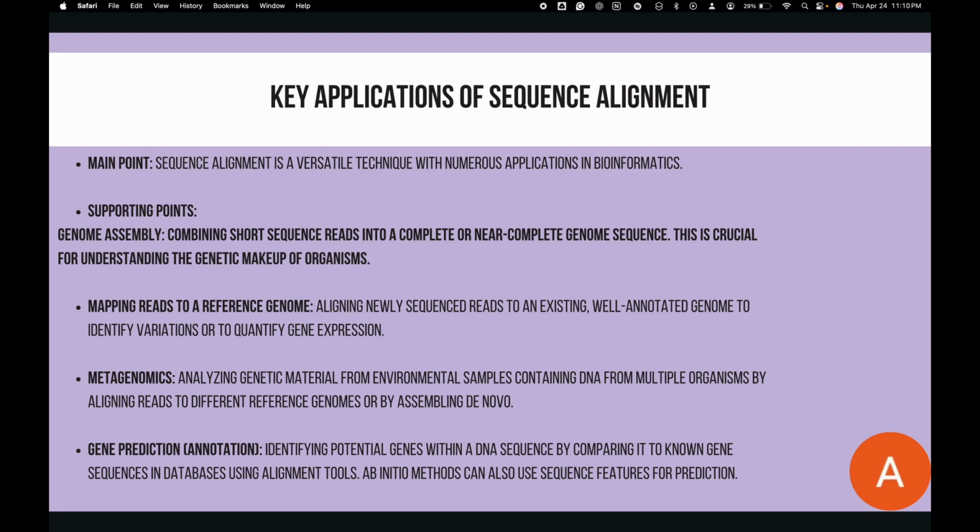Metagenomics, analyzing genetic material from environmental samples containing DNA from multiple organisms by aligning reads to different reference genomes or by assembling de novo. Gene prediction or annotation, identifying potential genes within a DNA sequence by comparing it to known gene sequences in databases using alignment tools. Methods can also use sequence features for prediction.